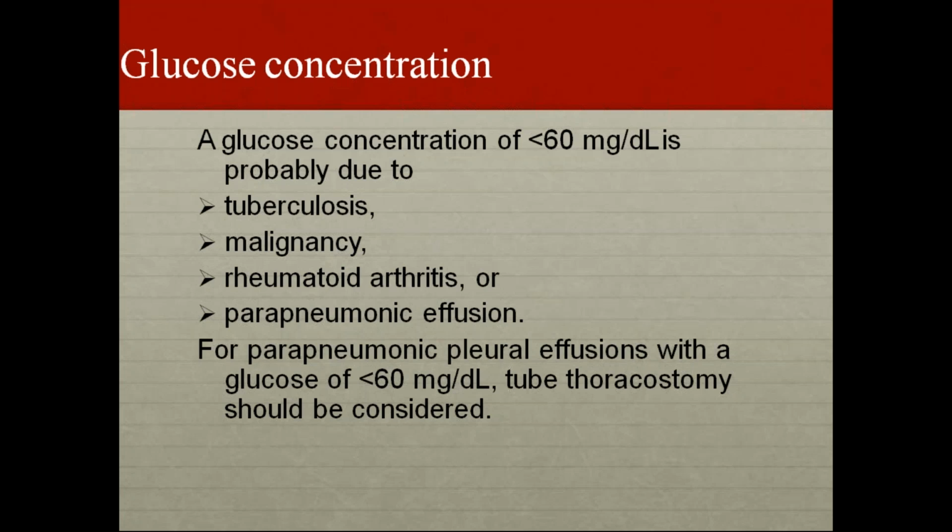A glucose concentration of less than 60 milligram per dl is probably due to tuberculosis, malignancy, rheumatoid arthritis, and parapneumonic effusion. When you find these things, usually those are all exudative effusions: tuberculosis, malignancy, rheumatoid arthritis. So you can say that in exudative effusion, the glucose concentration is less and the protein concentration is more.